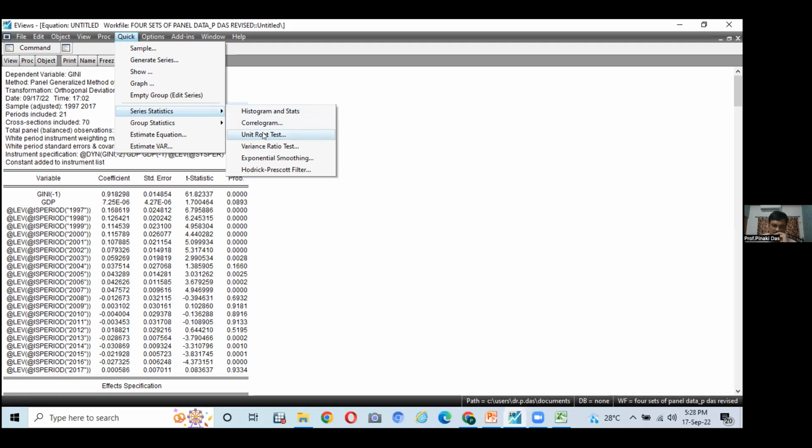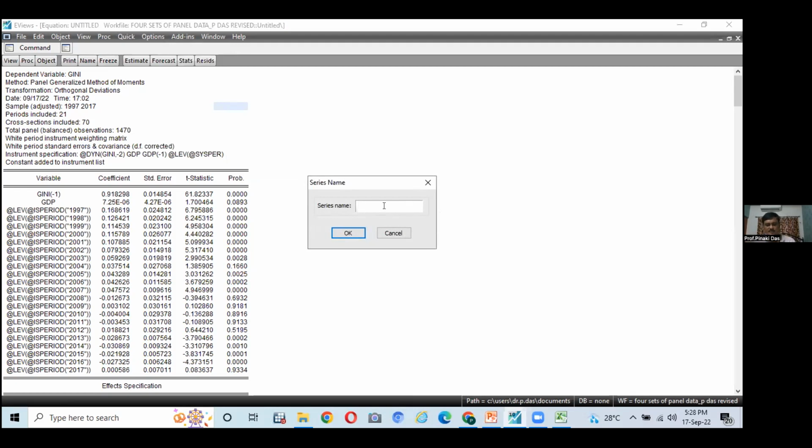Unit root test. We consider the unit root test, and as it is the panel unit root test, because I have already declared my data set as a panel data. If you have not declared your data set as panel data, then actually it is the time series specific unit root test. I have already declared the data set as a panel data. Therefore, when I select unit root test, it is actually the panel unit root test. There is the option of the selection of the variable. Suppose you consider a particular variable, say GDP. GDP is a variable.